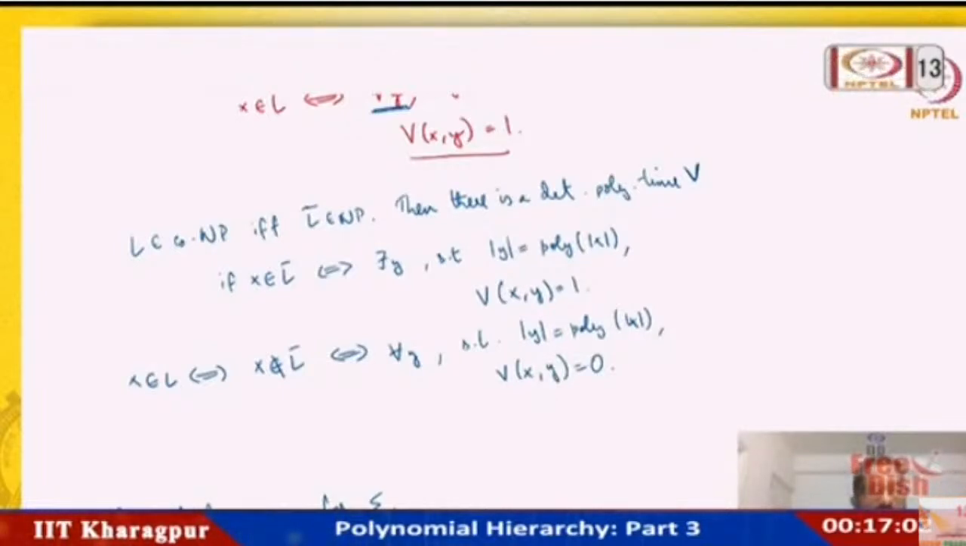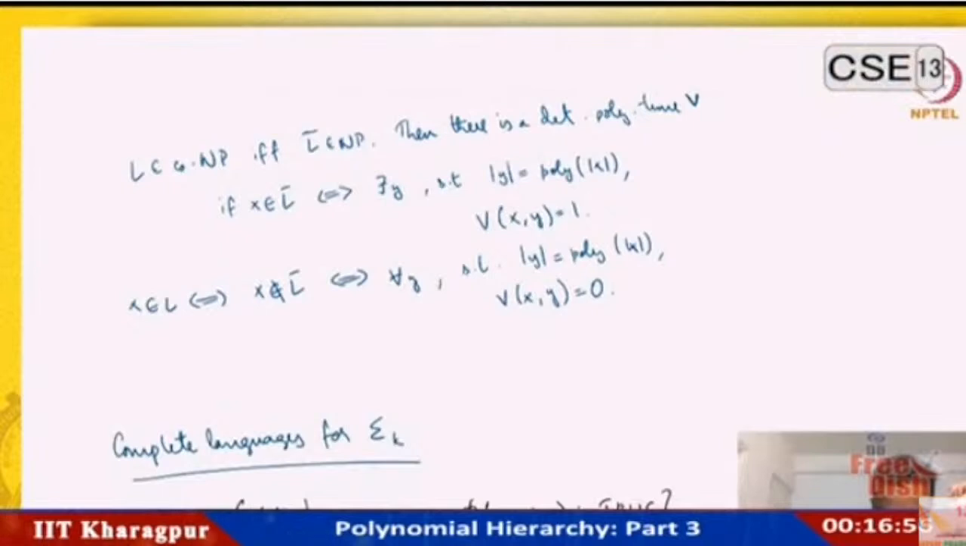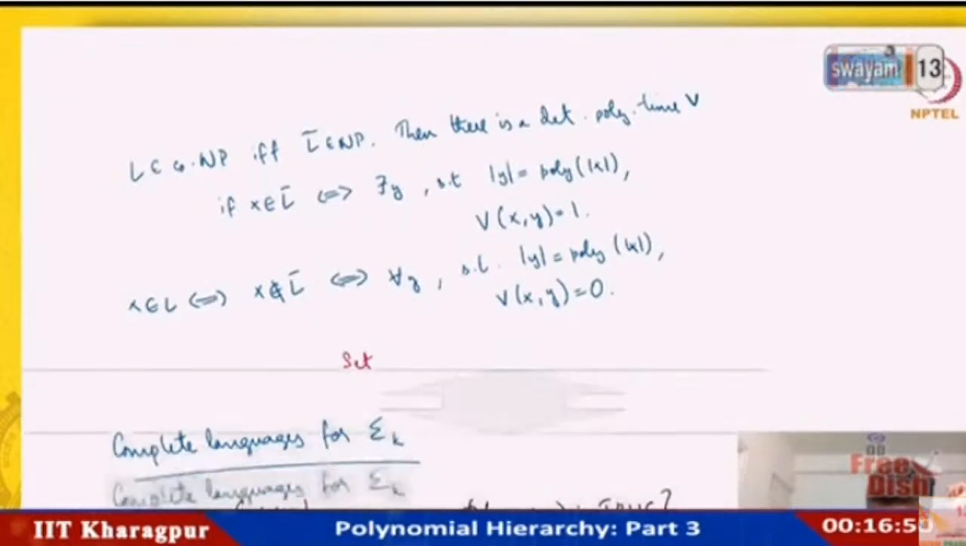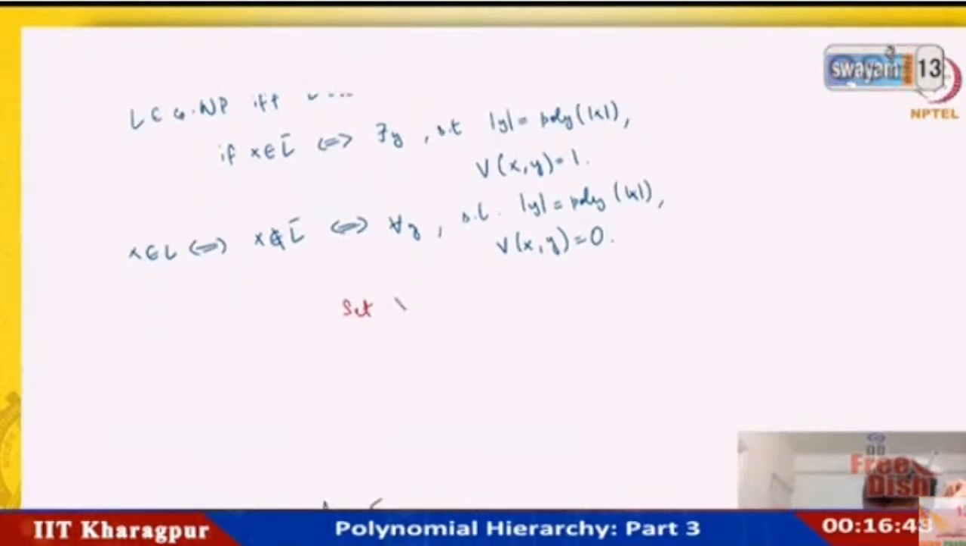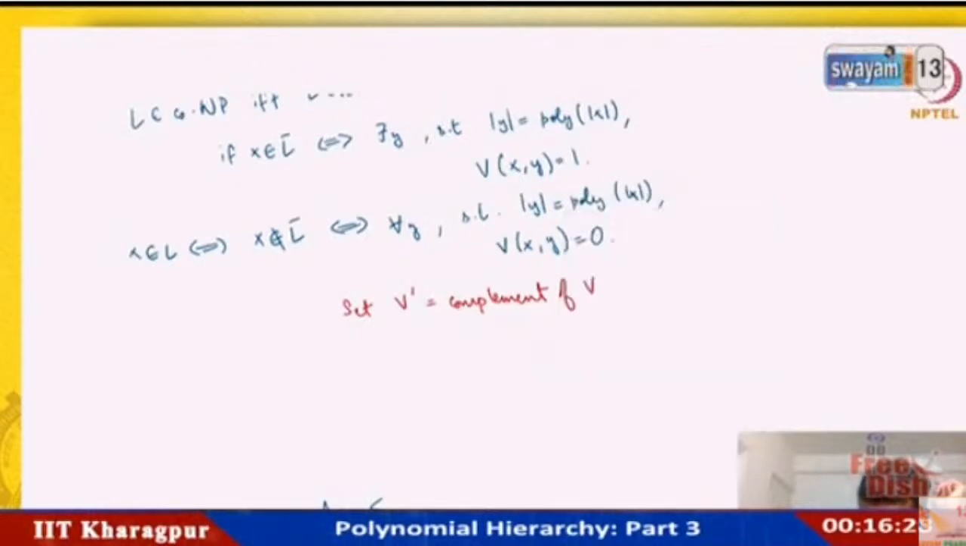So now we have a deterministic machine that outputs 0 upon a certain condition. Now I construct, let's say, V prime equal to the complement of V, right? So you can run the machine V and then flip the output. If it accepts, you reject. If it rejects, you accept, right? So that is V prime. Now I could write the same thing, right?